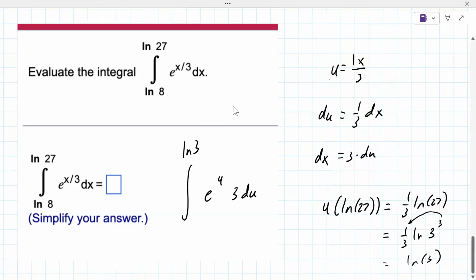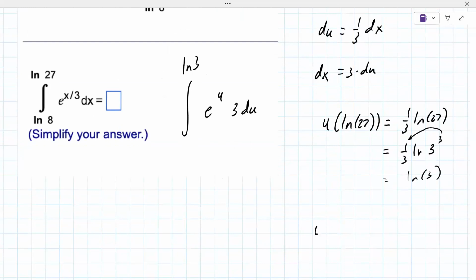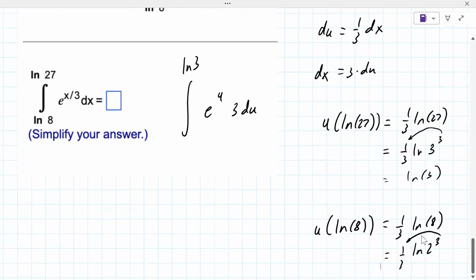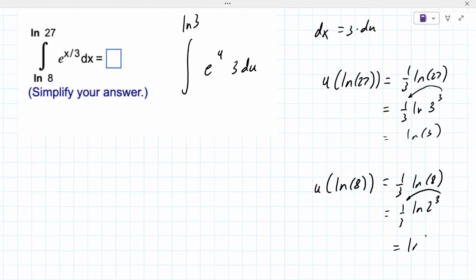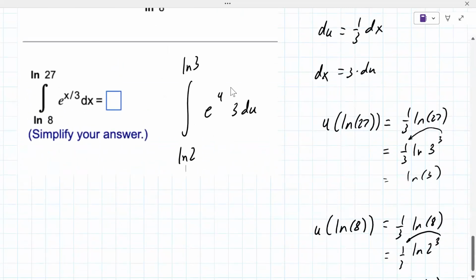which is nice. When we do the same thing for natural log of 8, it's 1/3 natural log of 8. 8 is really 2 to the power of 3. That 3 comes out in front to cancel with the 1/3. Those are properties of logarithms you probably learned in a previous course. None of this really matters because you're going to go right to the calculator anyway, but that is what it is. This 3 you can just put out in front of the e.